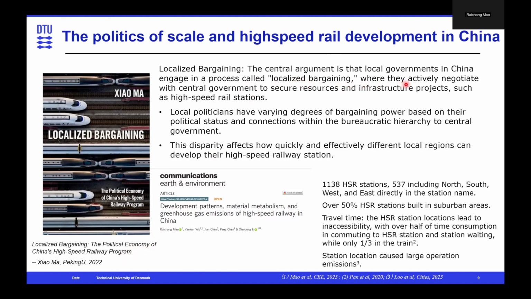localized bargaining, where activities are initiated with the central government from the local level to secure resources and infrastructure projects, especially for high-speed rail stations. That is, local politicians have varied degrees of bargaining power based on their political status and connections with the bureaucracy, and this disparity affects how quickly and effectively different local regions can develop their high-speed stations.